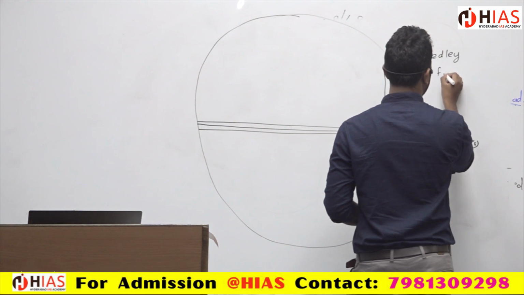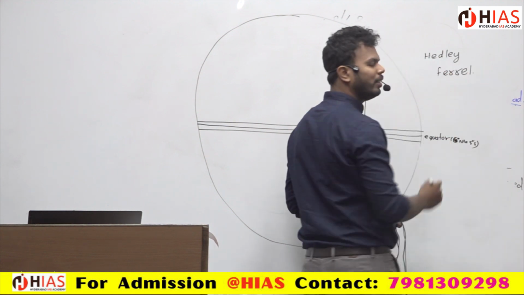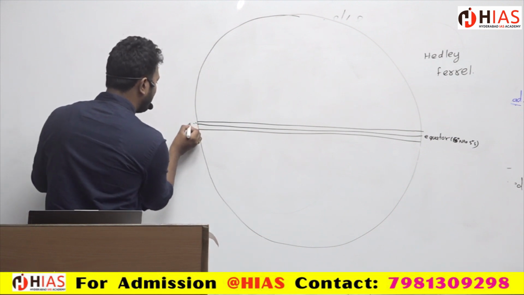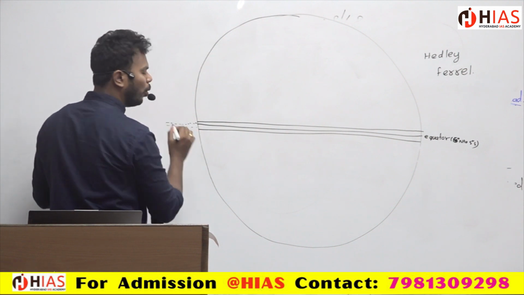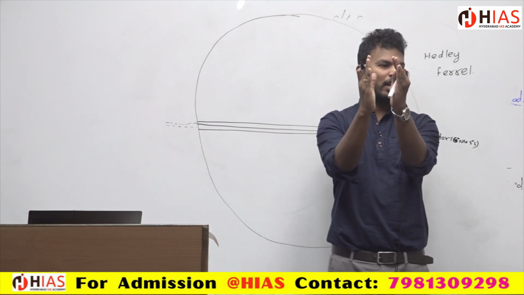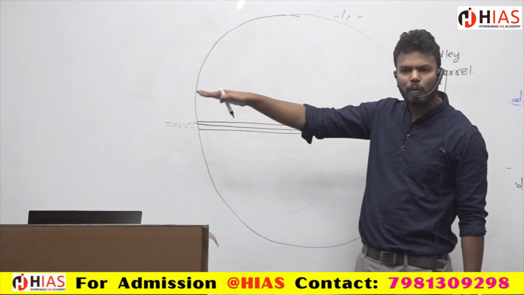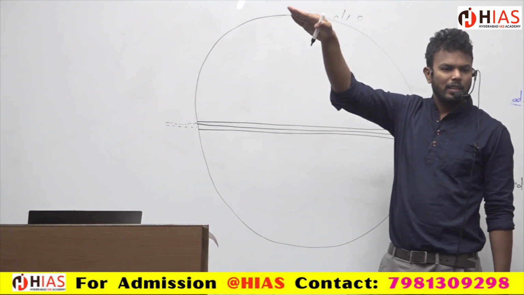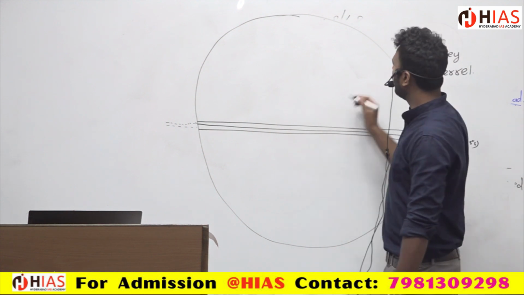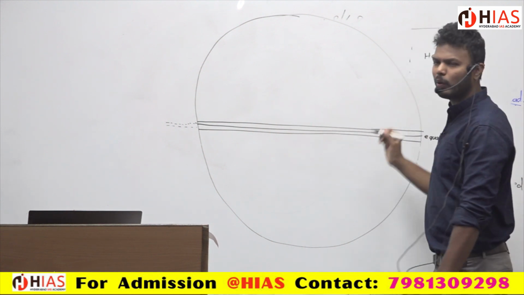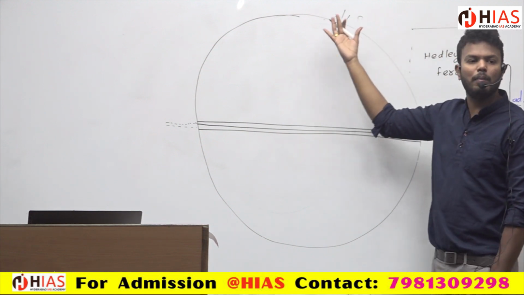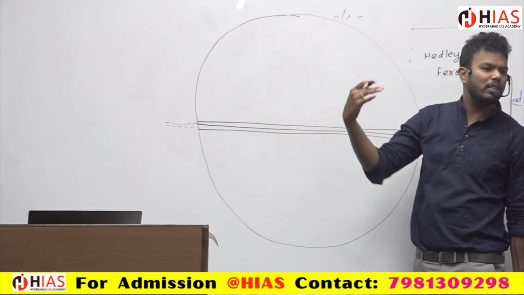Hadley and Ferrel. What Hadley told is, whenever the temperature is more at the equator, the wind will always rise. As I told you, the wind will rise up to the tropopause. Beyond the tropopause, the wind will not travel. Wind will travel to the highest point, the tropopause, because if it is hot, it can travel. But beyond the tropopause, it will be cool only, so after going there, it will always descend.